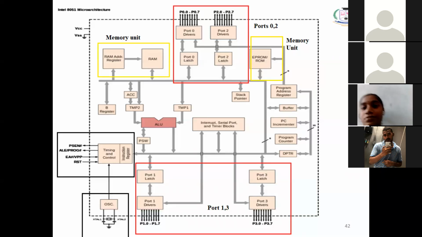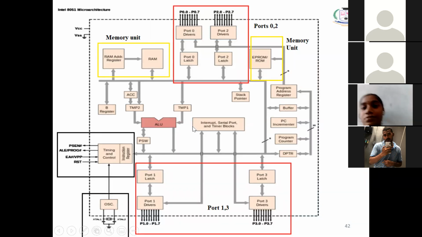Shanmuga. Very good. Program status word. So, ma'am, depending upon the accumulator, the program status word will reflect the value. It is nothing but the flag register. We have studied the carry flag and auxiliary flag. Similarly, this Intel microcontroller also has flag registers, and that will be reflected in the PSW.